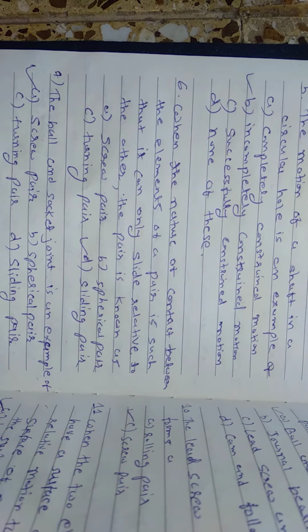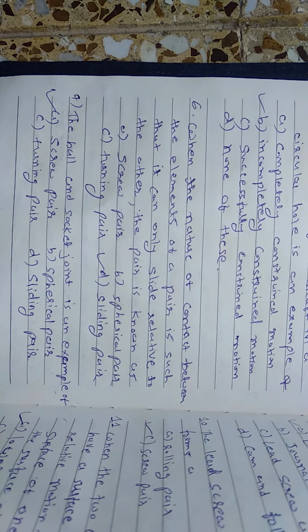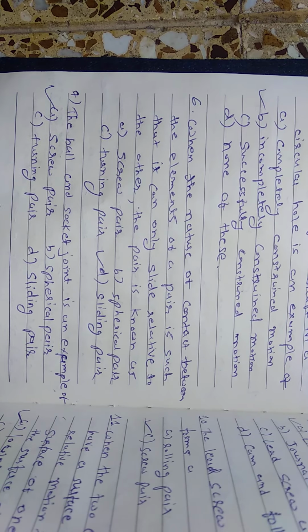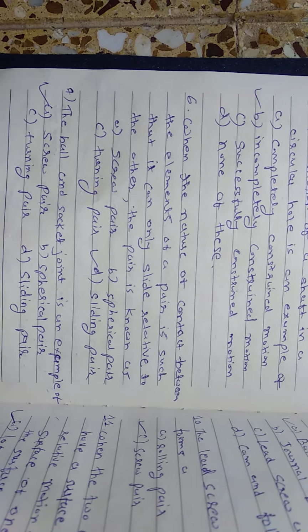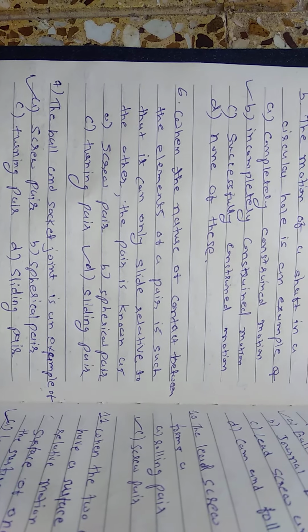Okay, when the contact between two elements is like sliding. Seventh question: the ball and socket joint is an example of a screw pair? Obviously the ball and socket joint forms a spherical pair, because they have a relative motion in the form of a screw.